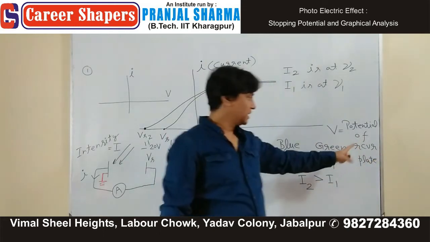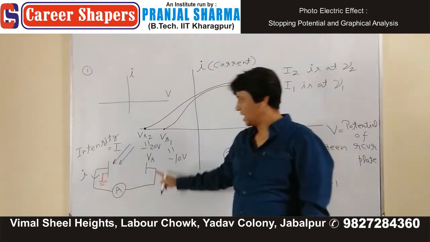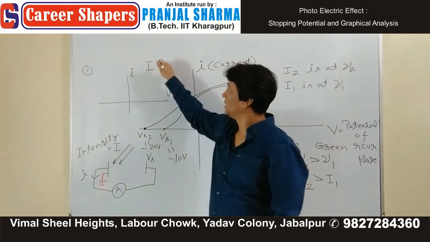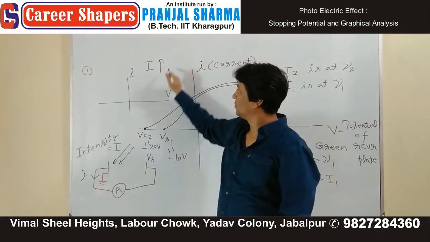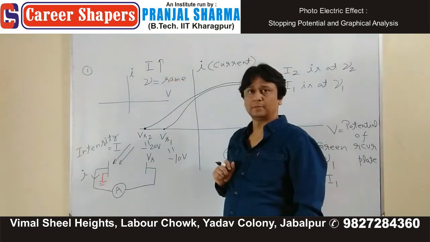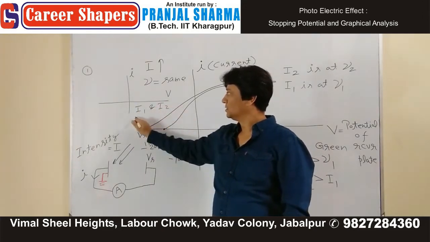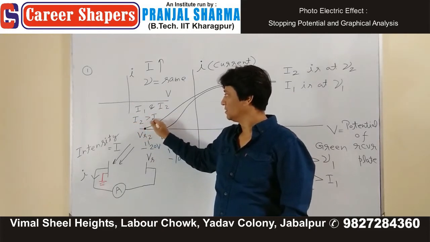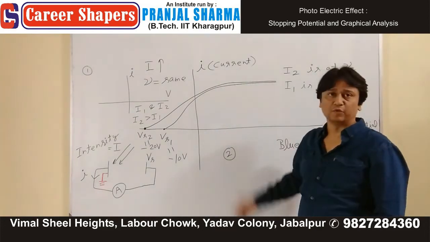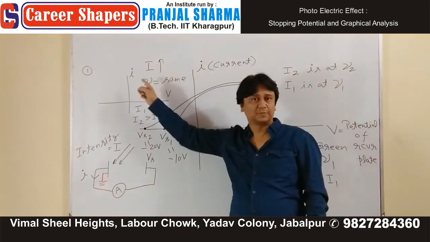Potential of the receiver plate, you can call it this way. So now, if I draw a graph between I and potential of the receiver plate, and I'm increasing the intensity, at the same time I'm keeping my frequency same. For two intensities, I1 and I2, such that I2 is greater than I1, plot a graph between I and V. Take help from this. This is the first part now.